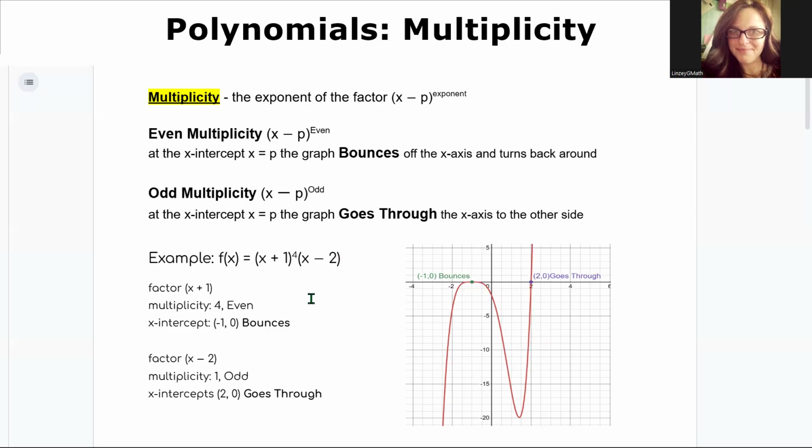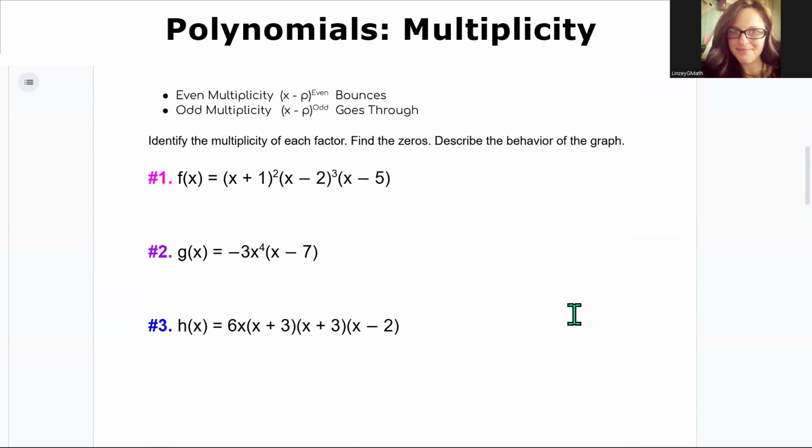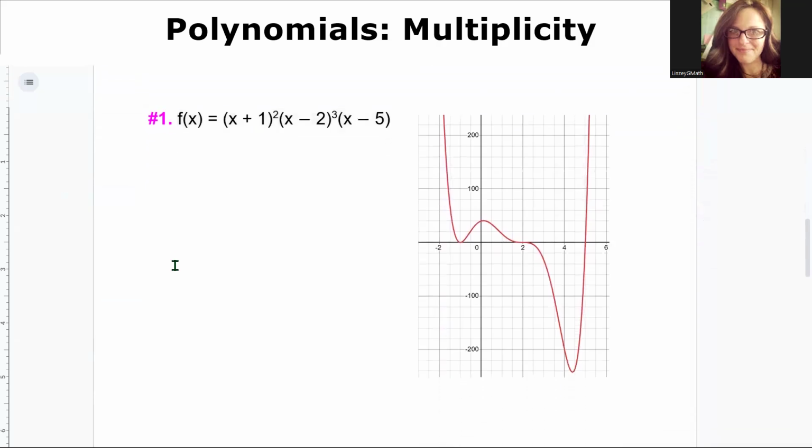Let's try 3 examples. You can pause the video here and give these a try before we go through them. We're going to identify the multiplicity of each factor, find the zeros, the x-intercepts, and then describe the behavior of the graph at the x-intercept according to the multiplicity, even or odd. All right, here we go. Number 1.